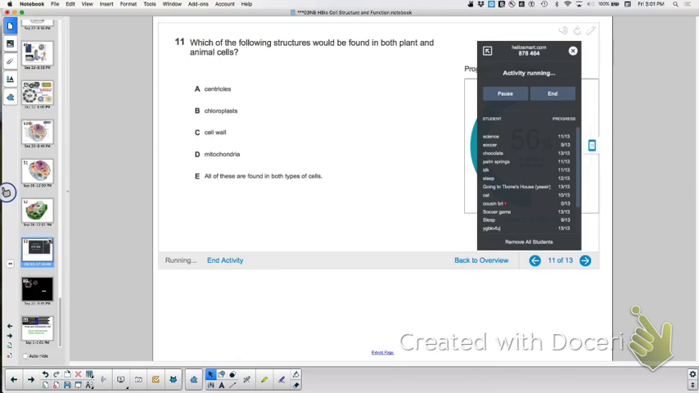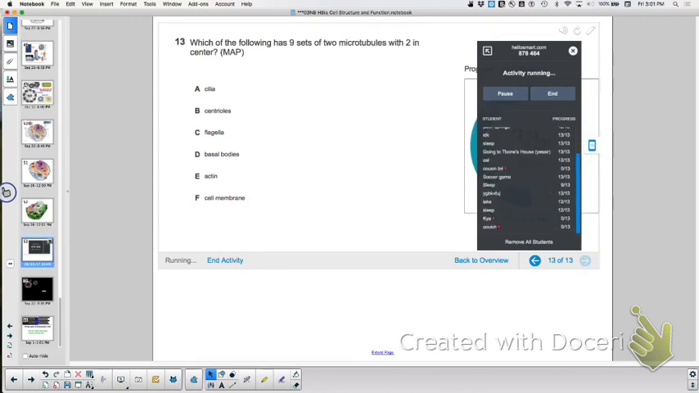And here's 11. And number 12. No, it's centriole. And number 13. Central. No, yes it is. We have a couple extra names in here.